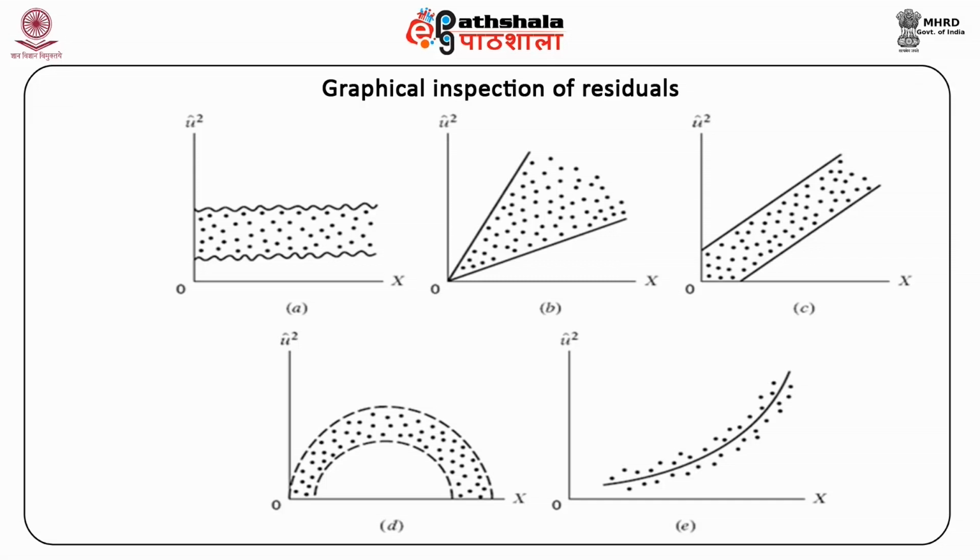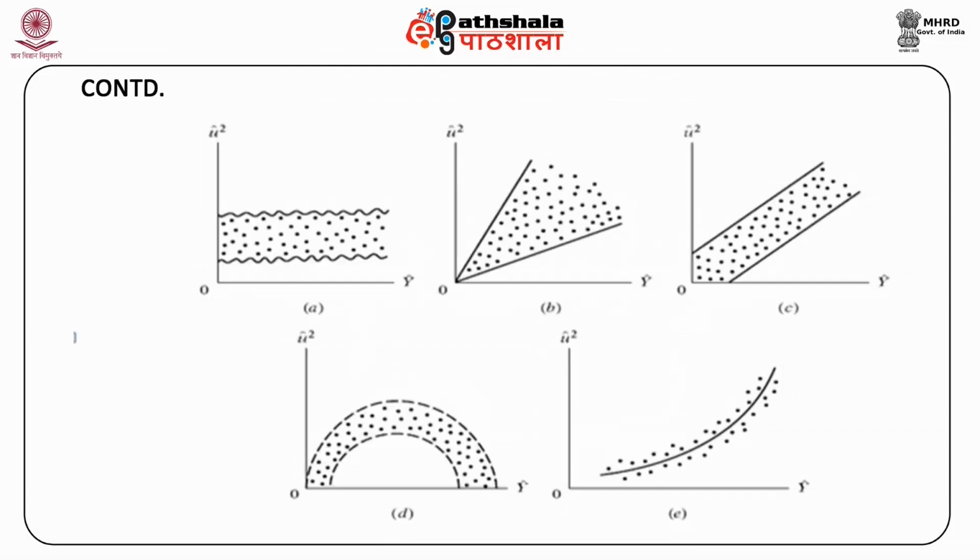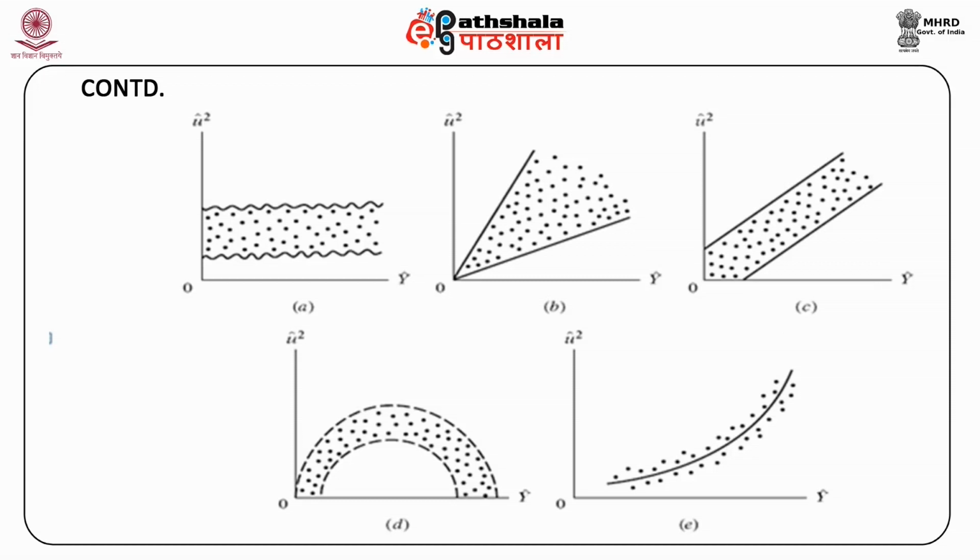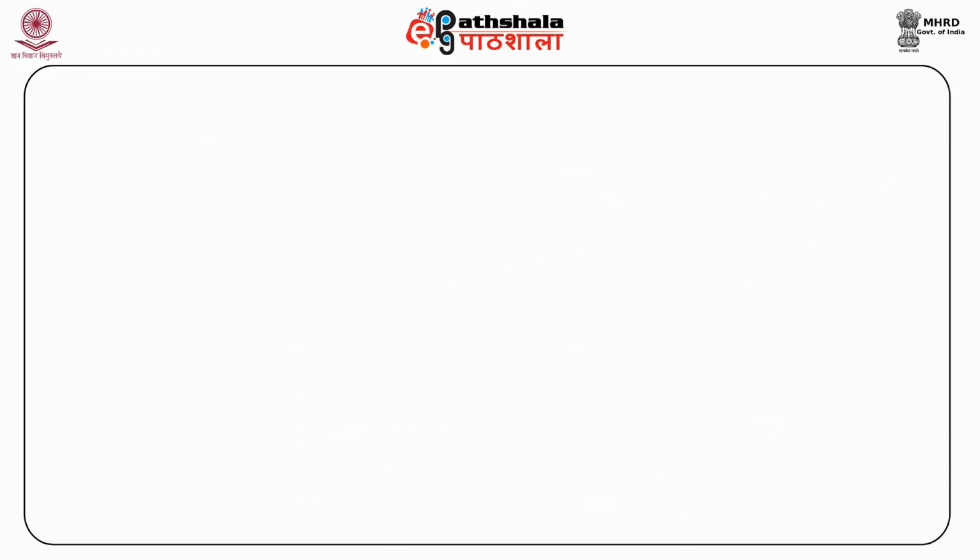Similarly, figures D and E show a quadratic relationship between the two. Thus, figures B to E depict the possibility of heteroscedasticity. In the case of a multiple regression model with more than one explanatory variable, instead of plotting squared residuals against each explanatory variable, we can plot them simply against the estimated Y. We get the same result as the previous graph shows.